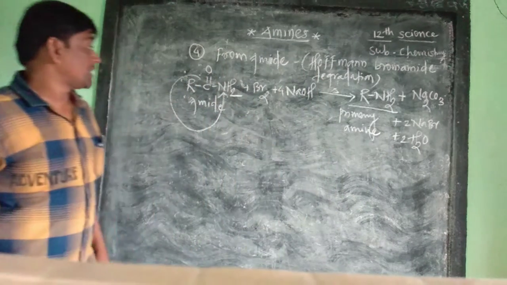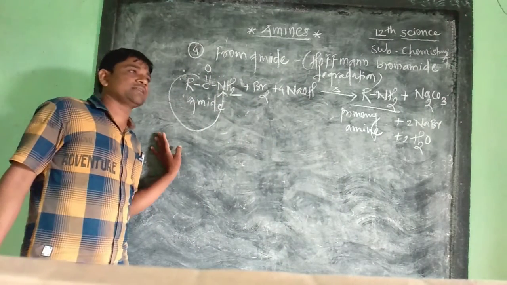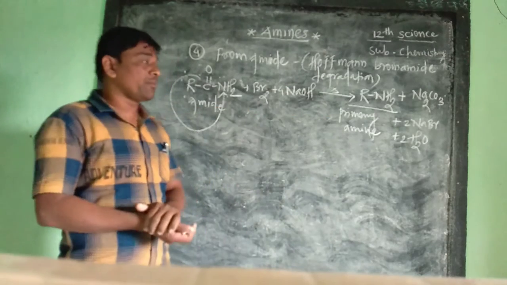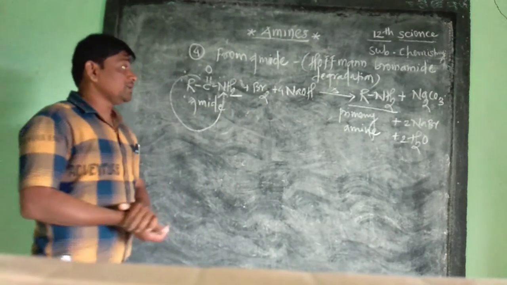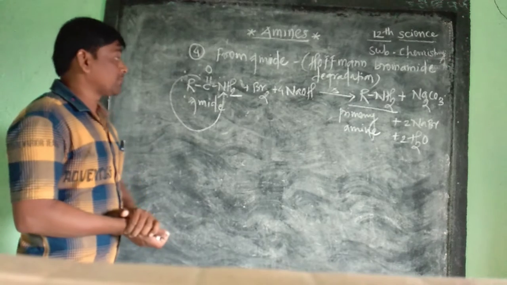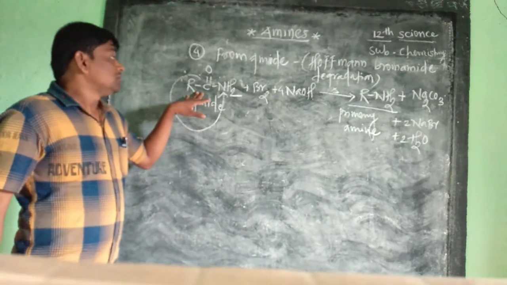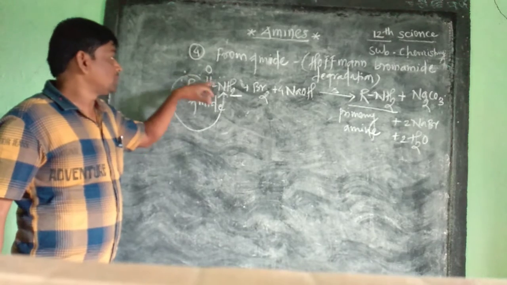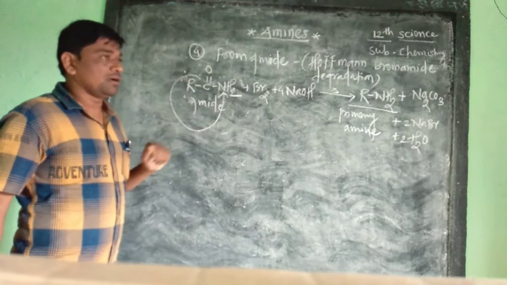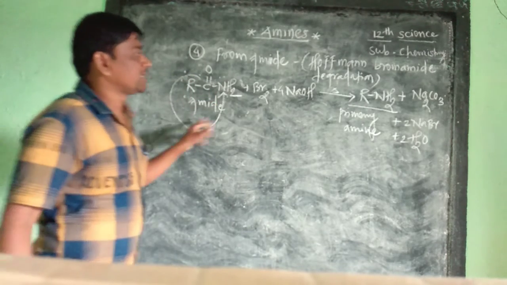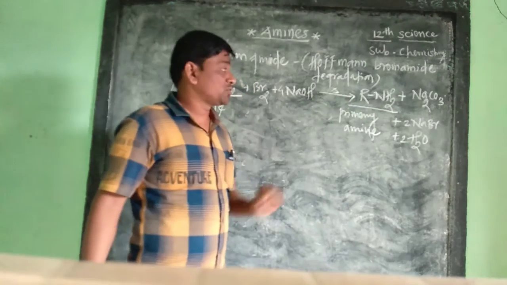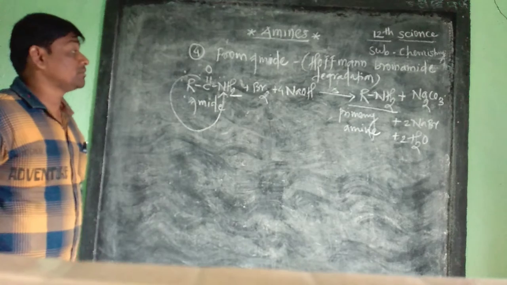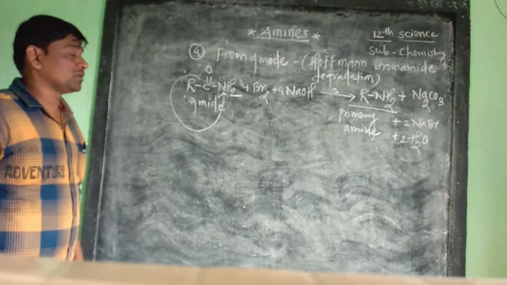In this way we can form a primary amine, and this reaction is very important. The reaction is known as the Hoffmann bromamide degradation. The molecular rearrangement takes place, and the migration of the alkyl or aryl group from the carbonyl carbon to the nitrogen atom forms a primary amine, along with sodium carbonate, sodium bromide and water molecules.